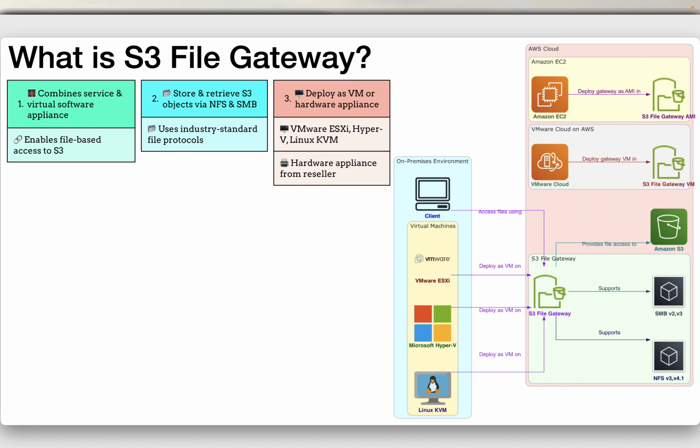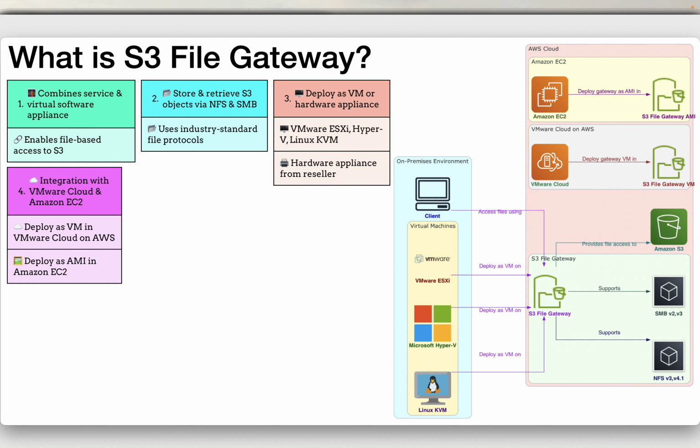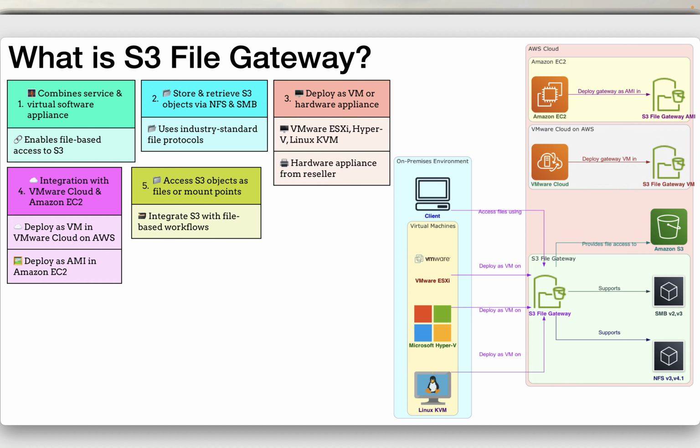You can deploy the S3 File Gateway as a virtual machine (VM) on a VMware ESXi, Microsoft Hyper-V or Linux KVM, or as a hardware appliance ordered from a preferred reseller. S3 File Gateway can also be deployed as a VM in VMware Cloud on AWS or as an Amazon Machine Image (AMI) in Amazon EC2, which provides flexibility in deployment options. The gateway provides access to objects in S3 as files or file share mount points, which makes it easy to integrate S3 with existing file-based workflows.